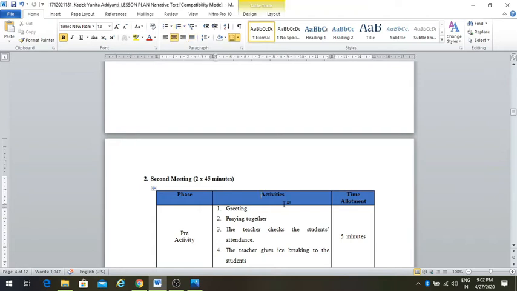In the pre-activity, as usual, the teacher greets the students and the students greet the teacher, and then they pray together. After that, the teacher checks the students' attendance, and finally the teacher gives icebreaking to the students. In this icebreaking, the teacher groups the students into 3 groups, namely angry, sad, and cheerful groups. The teacher divides students into 3 groups by asking them to count 1 to 3, and the students with the same number will be in one group.